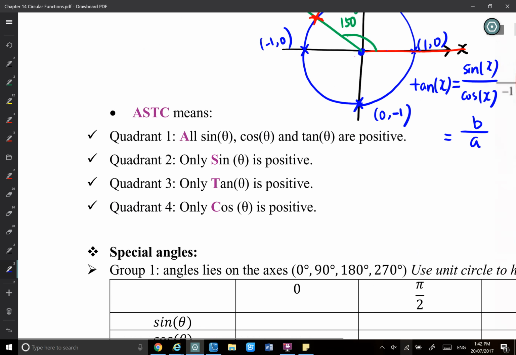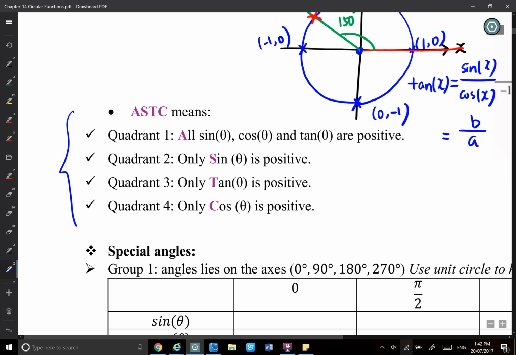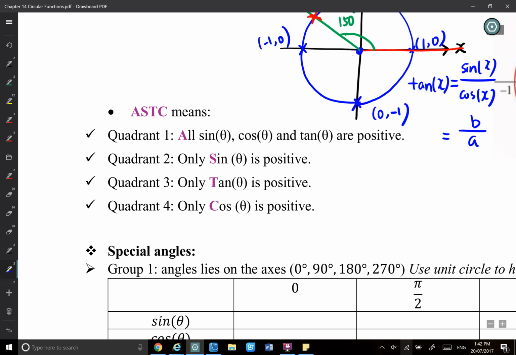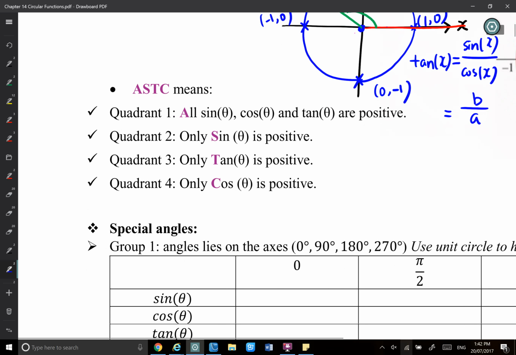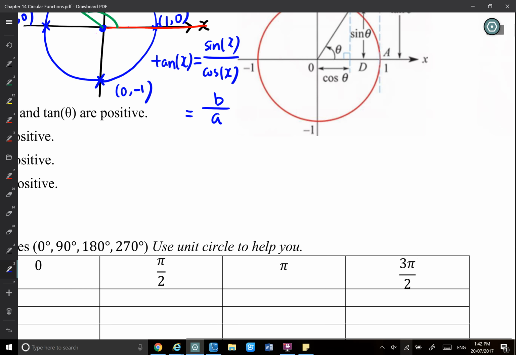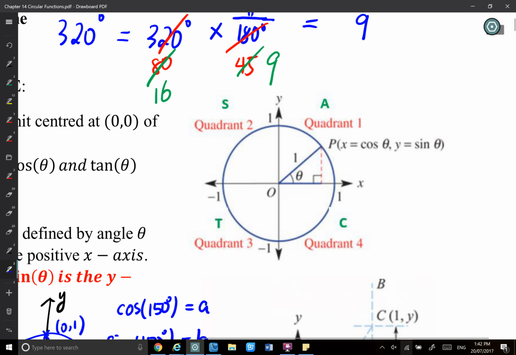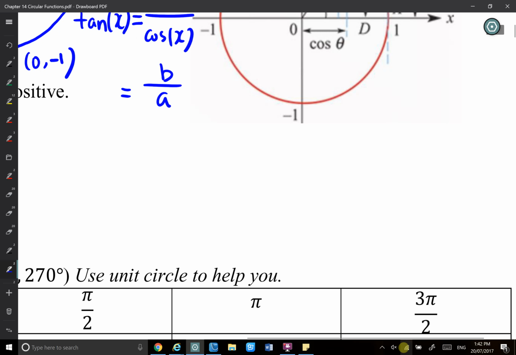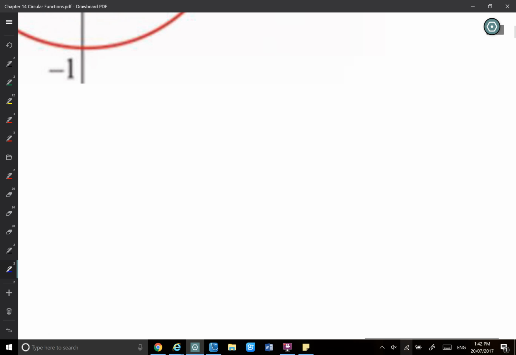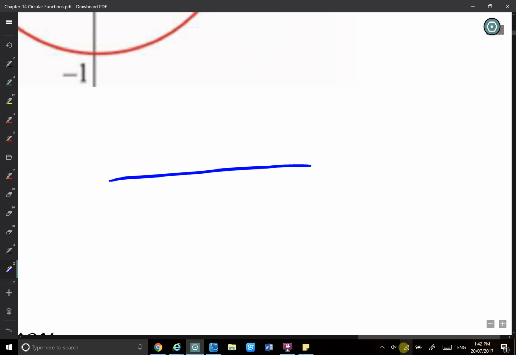The next thing is really important. What we're talking about here is very important because you use this for 2 years. We have many ways of remembering that, but let's have a think first. The x coordinate is the cosine value and the y coordinate is the sine value. Now let's think about this unit circle.